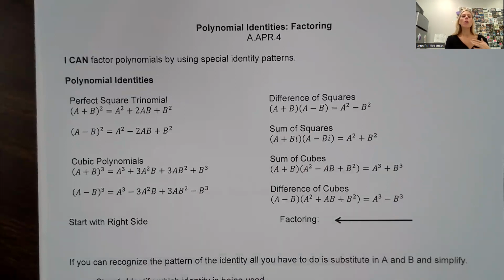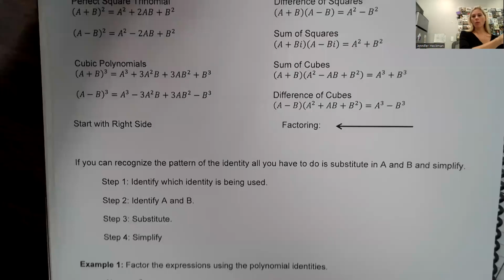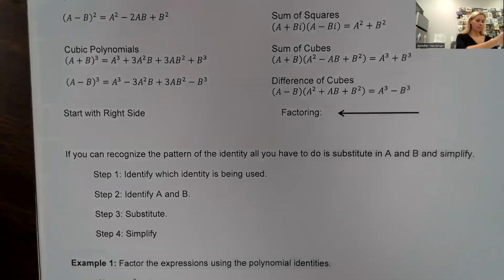Okay, so here's the idea about factoring. Factoring is starting with the right side, matching it to its polynomial identity, and then coming out with the left side, okay? So remember that when we did this before multiplying, you identify what identity to be used, identify the A and the B, substitute, and simplify, okay?